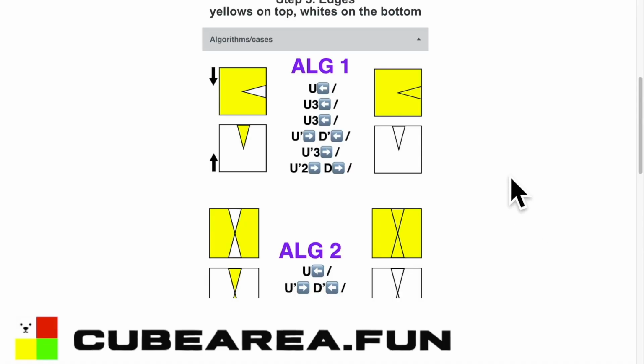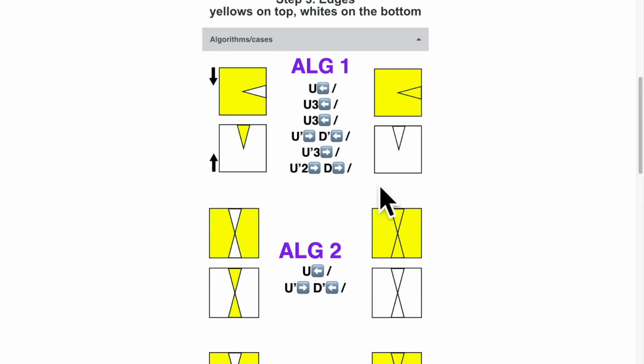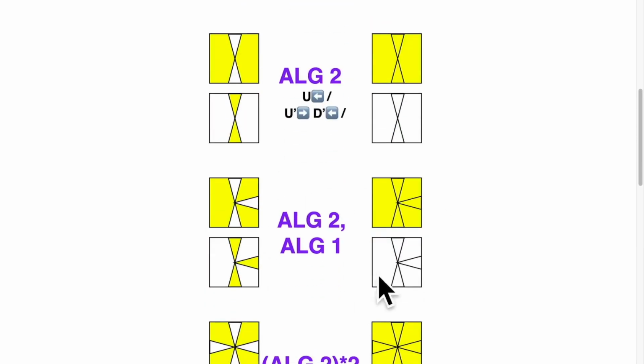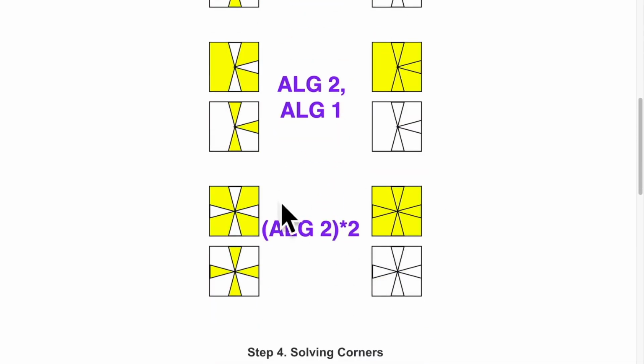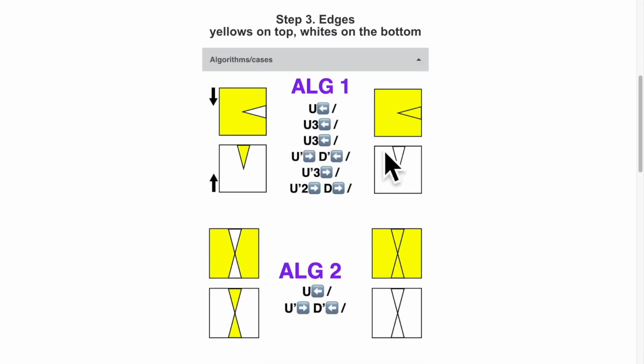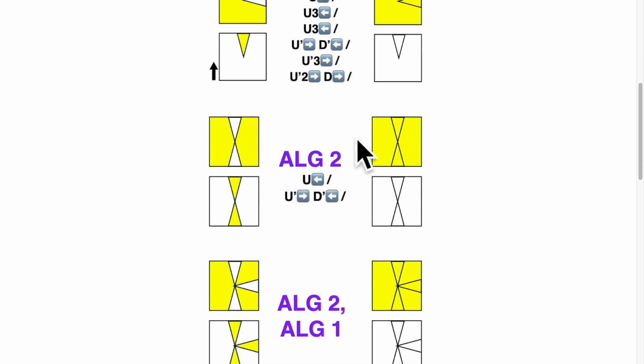In the third step, we have two main algorithms that will help us assemble the edges on the top and bottom layers. Next, we'll just look at a few cases that are based on these two algorithms. Algorithm number 1 allows you to move an edge from the top layer down to the bottom layer here, and an edge from the bottom layer here up to the top layer here. This is algorithm number 1.